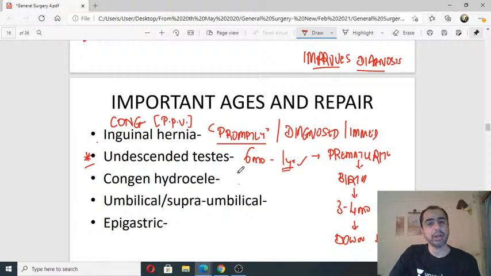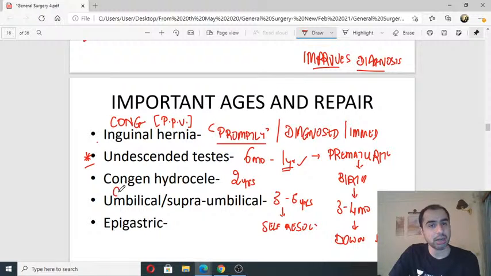Congenital hydrocele, already told you, 2 years of age, because this can resolve on its own. Umbilical or supraumbilical hernias, 3 to 5 years. There is a waiting period. It's one of the few hernias in the body where you can wait. It is self-resolving. We are only talking about congenital umbilical hernia, not adult.